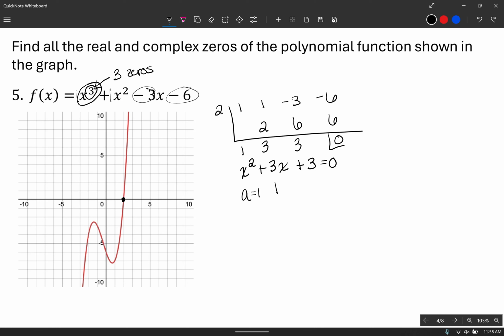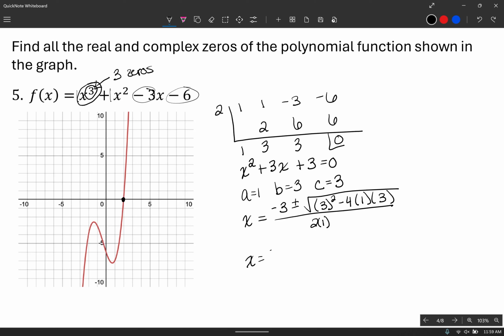Our a value is 1. Our b value is 3, and our c value is also 3. So we have x equals negative 3 plus or minus the square root of 3 squared minus 4 times a is 1 times c is 3, all over 2 times a, which is 1. And then I'm just going to simplify. So I'm going to get the number that's underneath the root, the discriminant, which is negative 3.